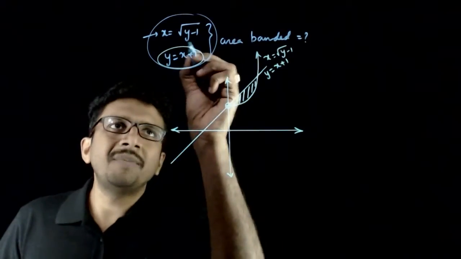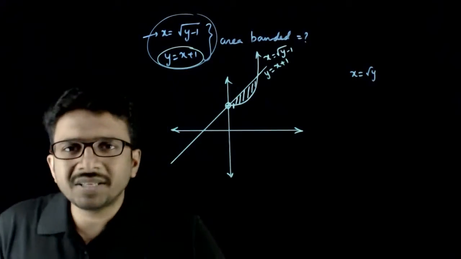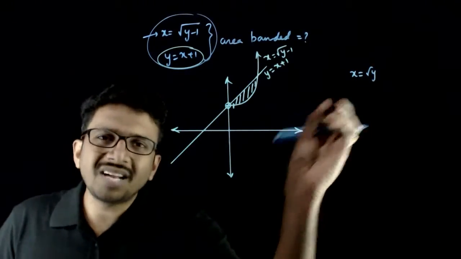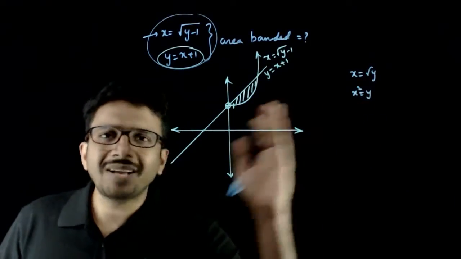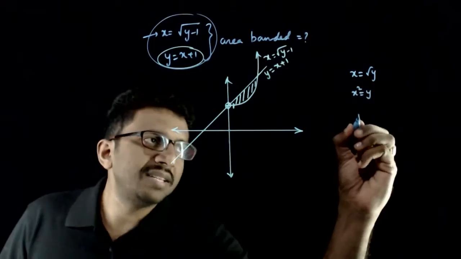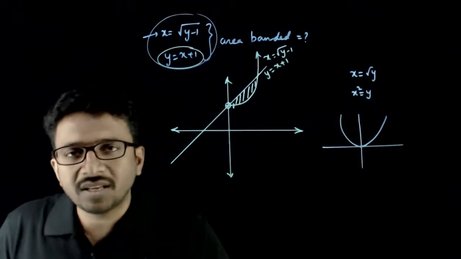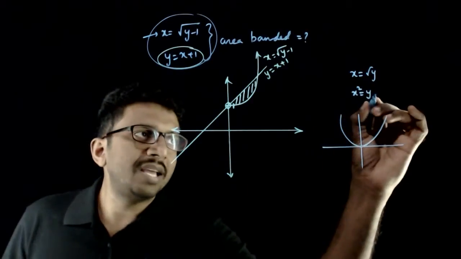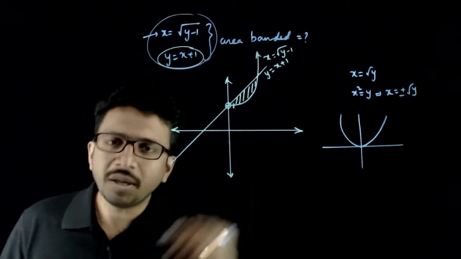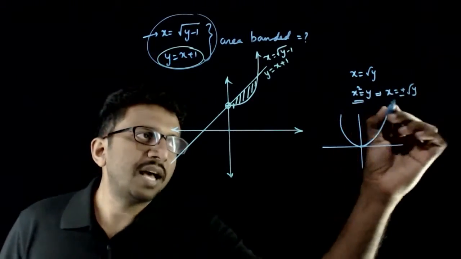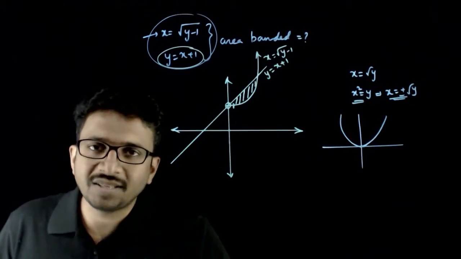So instead of y minus 1, let me put y. So x is equal to root y. This is a very basic graph. This graph is not taught to you, but x square is equal to y, that is y is equal to x square, is a very familiar graph. y is equal to x square is an upward parabola which looks like this. When y is equal to x square, x will be equal to plus or minus root y. So these two curves are the same: x square is equal to y and x equal to plus or minus root y.